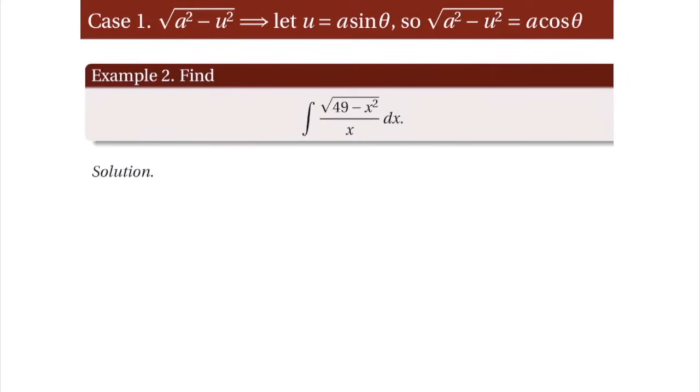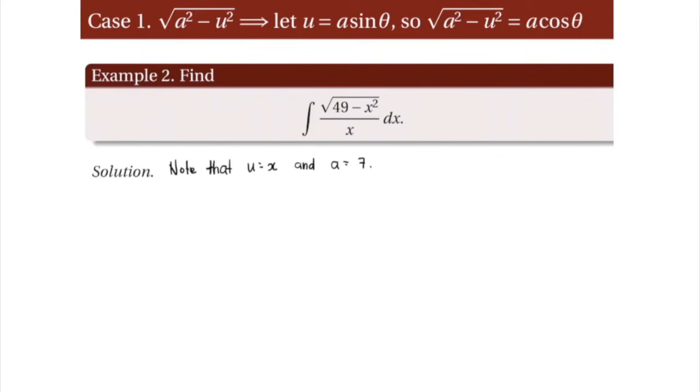For example number 2, let's find here an antiderivative for the square root of 49 minus x squared all over x with respect to x. Tulad nung kanina, notice here na meron tayong expression of the form square root of a squared minus u squared. So we'll use here u equals a sine theta. So here, yung u natin, once again, is actually x. And yung a natin is actually, again, 49 is 7 squared, so a is 7.